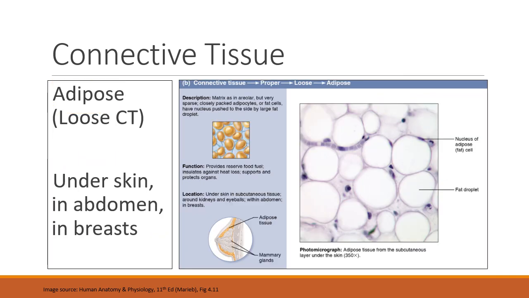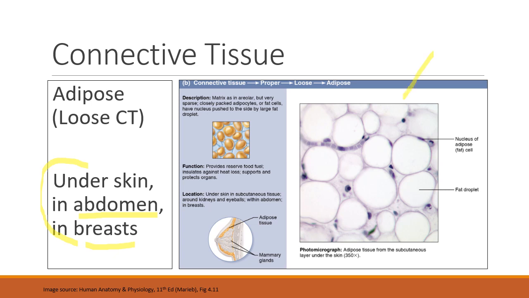Another type of loose connective tissue is adipose. Adipose means fat. And so where is this located? Well, a lot of it is located under the skin. It could be inside of the abdomen, inside of the abdominal cavity surrounding organs. And it's also located in breast tissue.